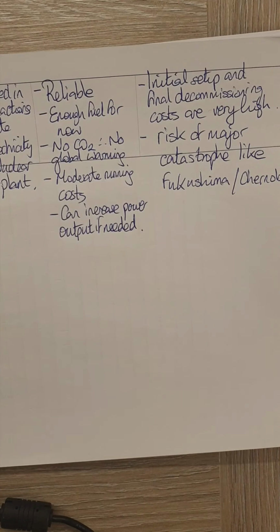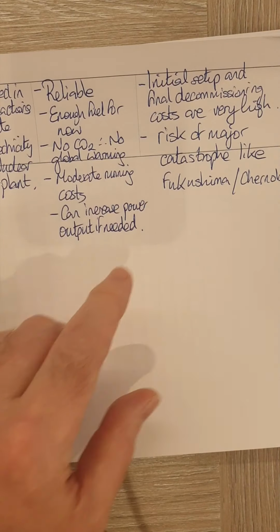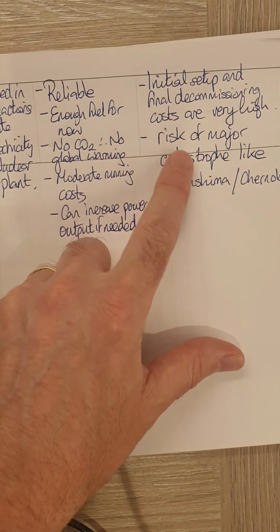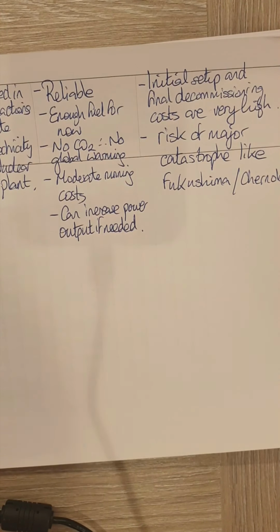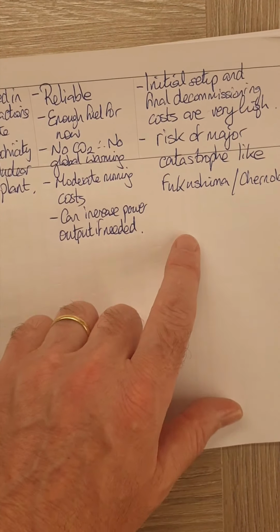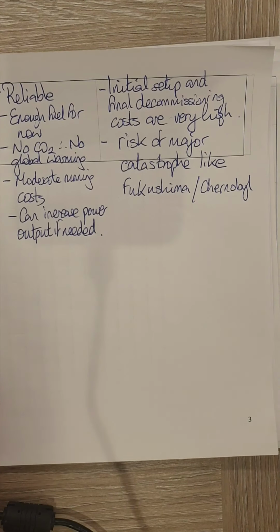The disadvantages of nuclear is that it's very high initial setup costs, but particularly final decommissioning costs are very high. So this is when a power plant gradually comes to the end of its life, it stops working. It's very expensive dealing with all the radioactive waste safely. The second big disadvantage is that there is a risk of an accident happening which can cause a major catastrophe, which was seen in Fukushima in Japan and Chernobyl in Ukraine.